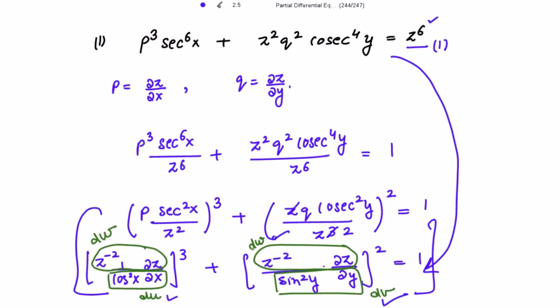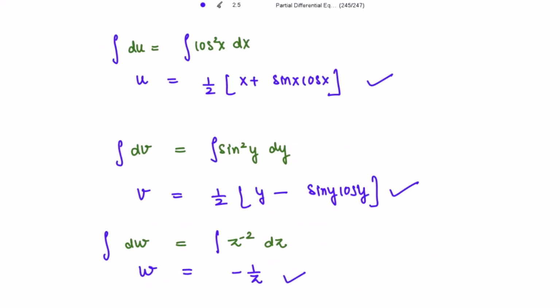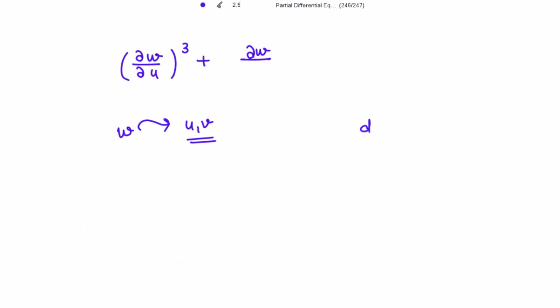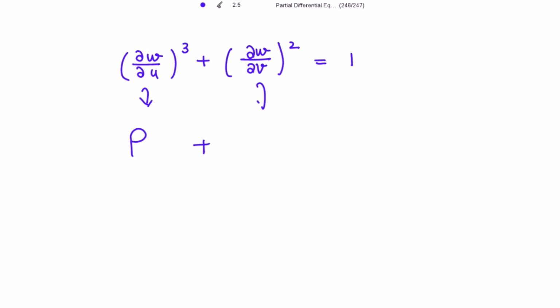So the second term is the partial derivative of w with respect to v. You cannot write this sign d, because dw by dv, you have to write this del. Del means it is partially differentiating. W is depending upon u and v both. So this is del w divided by del v and the square. So it is equal to 1. Let me consider this to be the capital P and this to be the capital Q. So we have P cube plus Q square equal to 1.